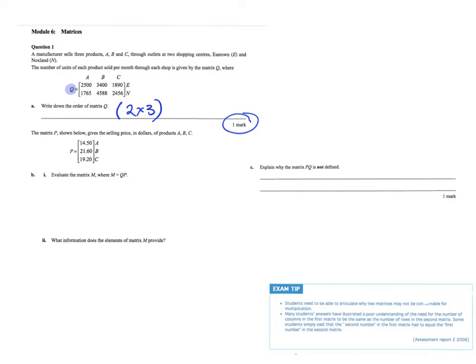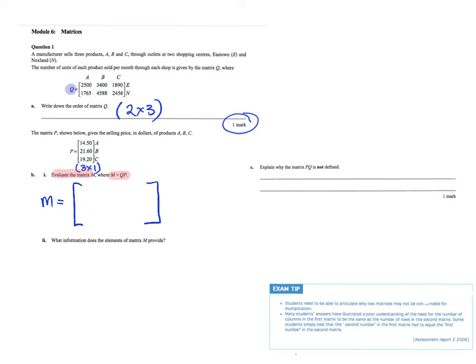C. So there's P. What's the order of P? It's 3 by 1. Yeah, 3 rows, 1 column. Now, it says in the question here, evaluate matrix M, where M is Q times P. This is an exam, so year 12 exam. When you're asked to multiply like that, you just have to show the answer. So the best bet is to do it on the calculator. So I'm going to do that with you.